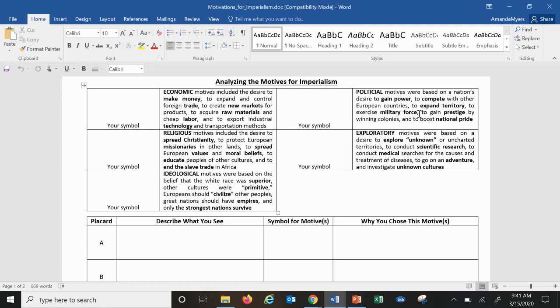And then exploratory was just simply, hey, there's some parts of Africa that no one's ever really explored or no European has really explored. Let's get there. Let's go on an adventure. Let's figure out what's there. Let's go in the name of science. Let's research. Let's find out what there is to explore.